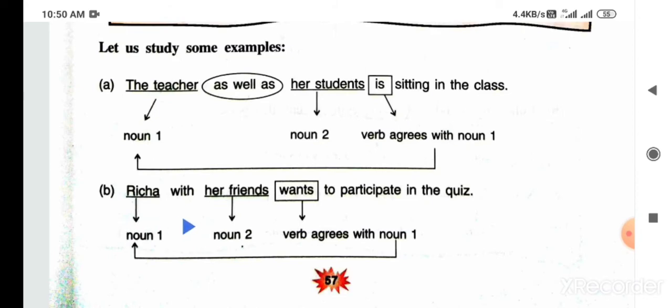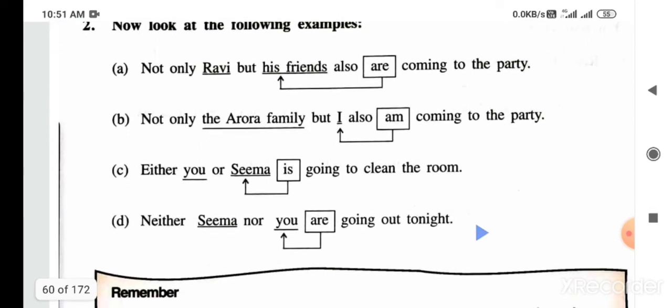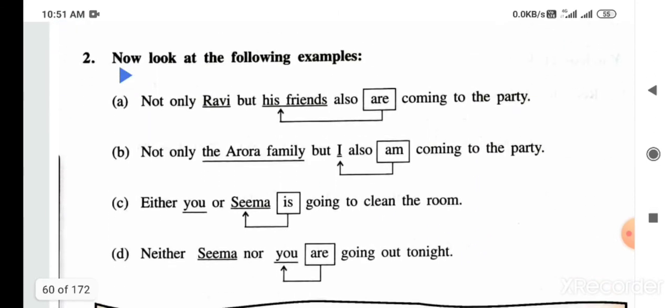Okay. Richa with her friends wants to participate in the quiz. Now you see Richa with her friends, first noun, second noun, and verb is singular. Richa is singular, wants is singular. Okay. Now look at the following examples.